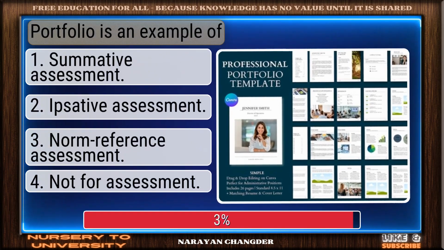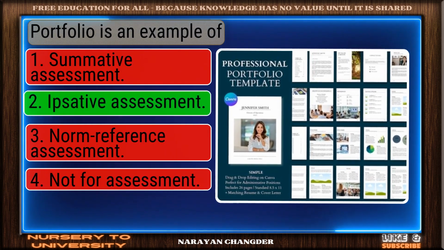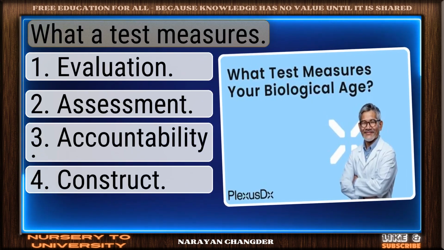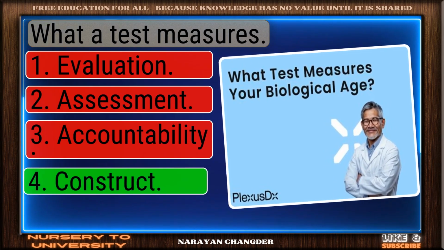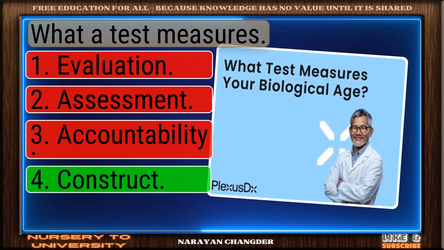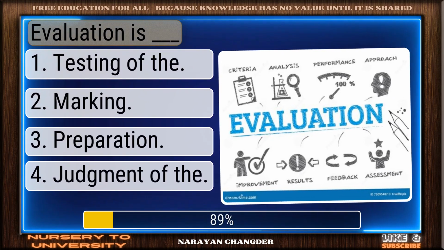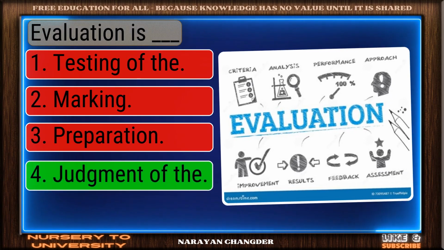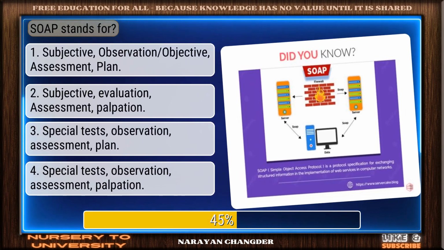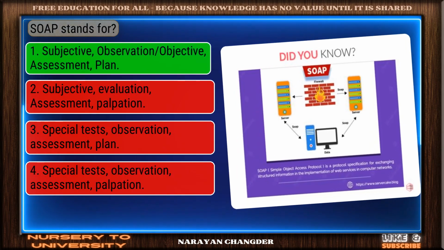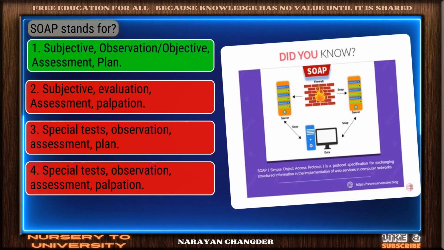Portfolio is an example of. Well done. Ipsative assessment is the right choice. What are test measures? Solid response. Construct is a valid choice. Evaluation is dash. On track. Judgment of the is the correct answer. SOAP stands for. Valid point. Subjective, observation, objective, assessment, plan is true.